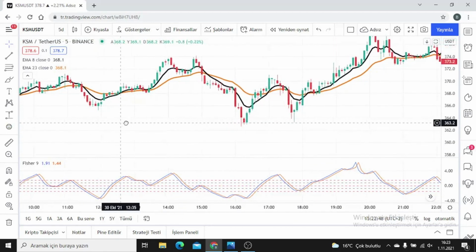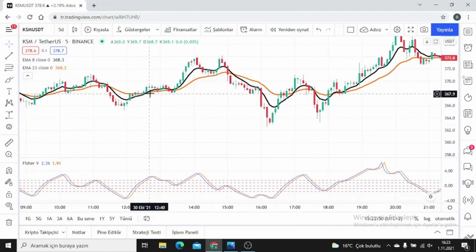For example, this region, friends, intersects here. It gives a buy signal here, as you can see, a fake signal. It intersects here. If we check the fake signal here in the same way with Fisher transform, we can save our transactions from fake signals, that is, fake buy signals.